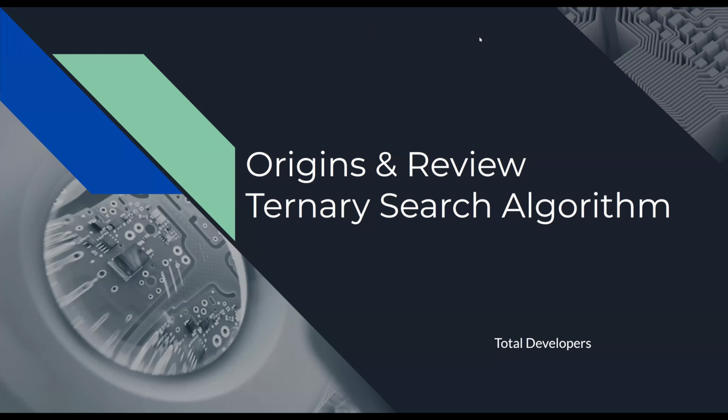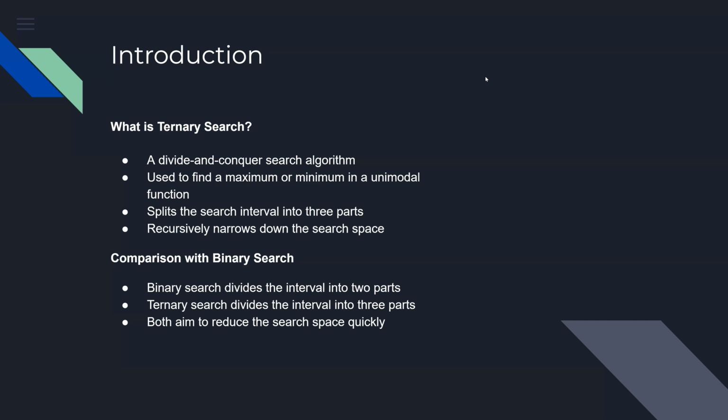And today we are discussing the origins and a little bit of review of the ternary search algorithm. So to begin this, we will be dividing into the origins and workings of the ternary search algorithm. And to start, let's understand what ternary search is, right? It's a divide and conquer search algorithm used to find the maximum or minimum in a unimodal function. So unlike binary search, which splits the interval into two parts, ternary search divides it into three, recursively narrowing down the search space.